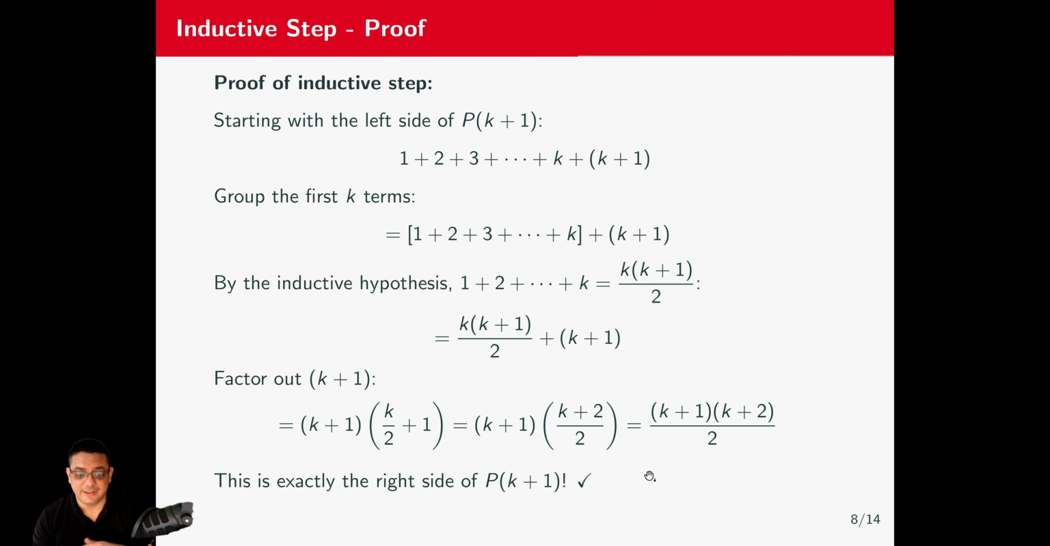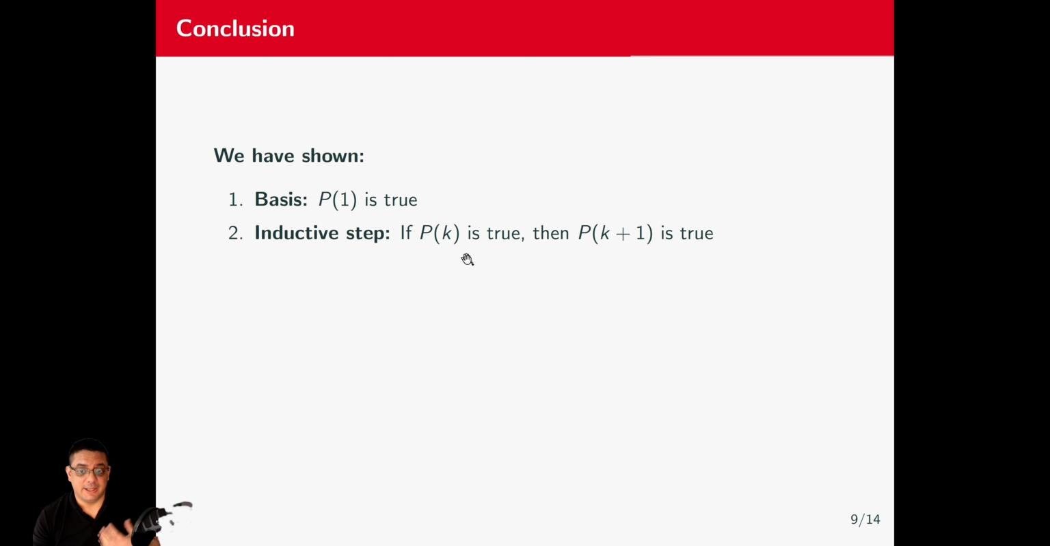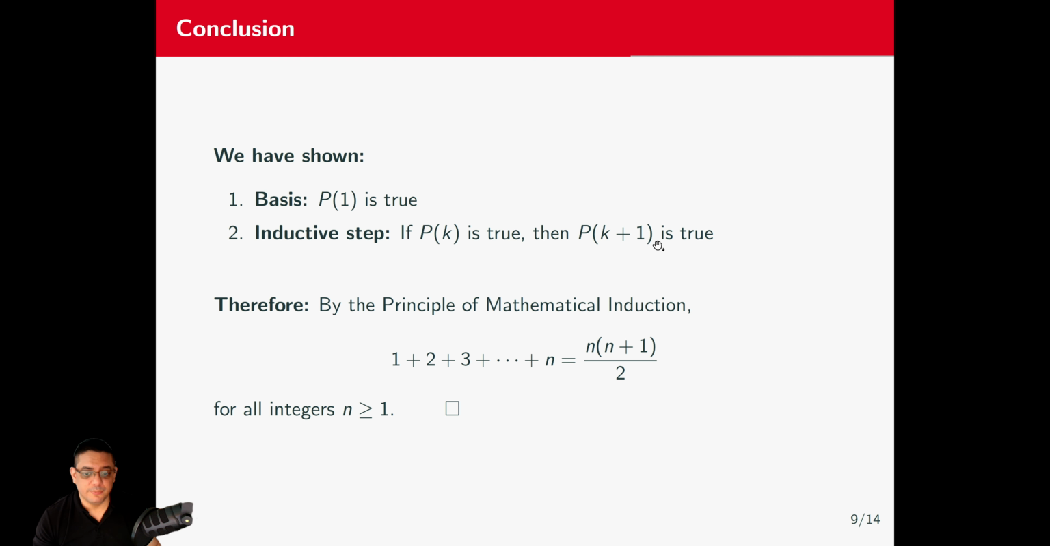So with this, I've proven the inductive step. So far we've shown P of 1 is true, and we showed that if P of k was true, then P of k plus 1 was true. Then, for the conclusion, we say, okay, therefore, by the principle of mathematical induction, the sum from 1 to n is going to be n times n plus 1 over 2 for all integers bigger than 1.